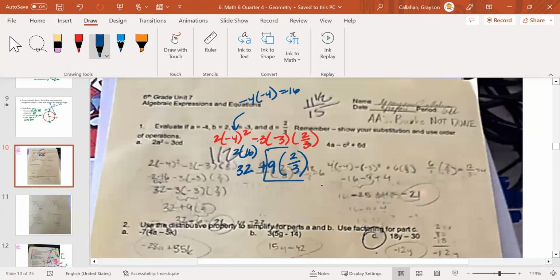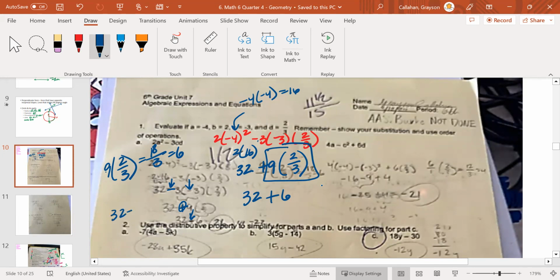You should work this on the side, okay? 2 times 9 is 18. 18 divided by 3 is 6. Do you see that? So it should be 32 plus 6. I don't know how you got a minus because it's a plus right there. -3 times -3 is a positive. Do you see that? I think you put 32 minus positive 9. Do you see that right there?